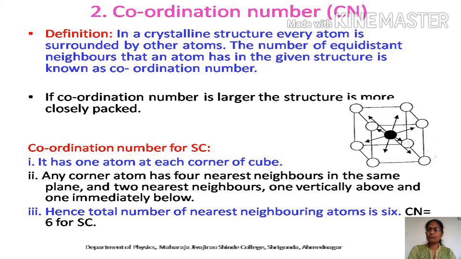It will be cleared by observing this figure. One atom is shown and the atoms which are equidistant from it are shown in the figure. Now we have to calculate this coordination number value for SC, that is simple cubic structure, body centered cubic structure and face centered cubic structure. We will start to count the coordination number for SC, BCC and FCC. It is denoted with letter capital CN.